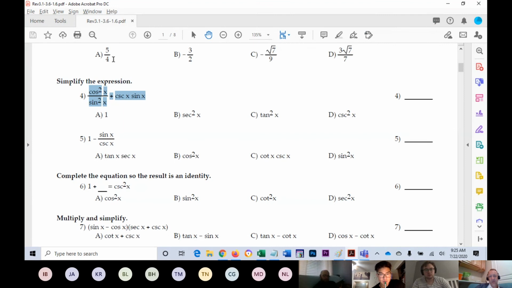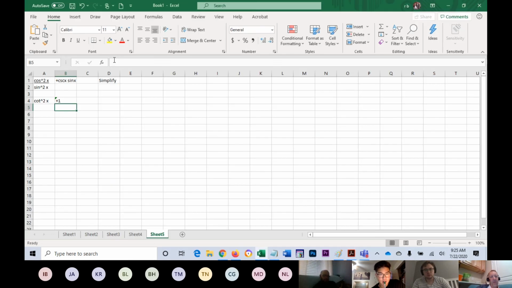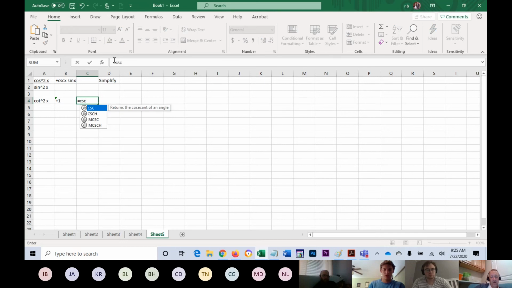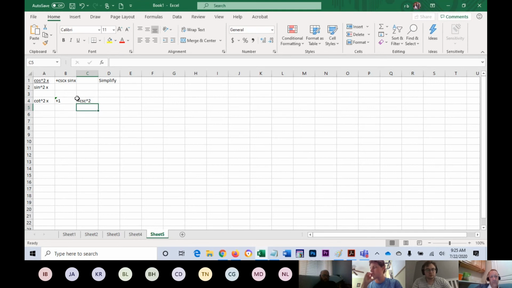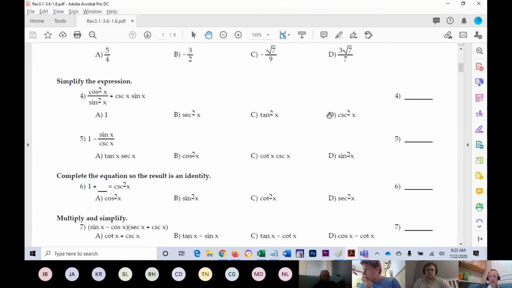Oh, that's not one of the answers they chose there, though. Oh, except for, what's the cotangent squared plus 1? Yeah, that equals the cosecant squared of x. Boom. So that would be answer D right there. Boom.